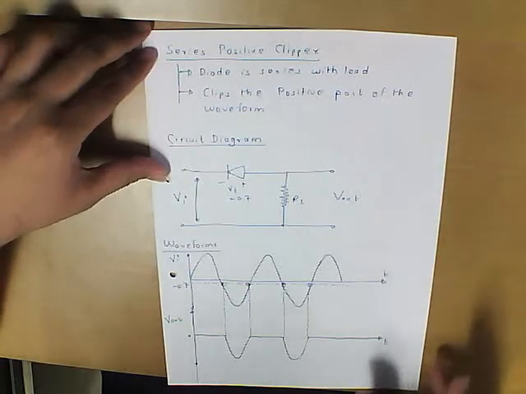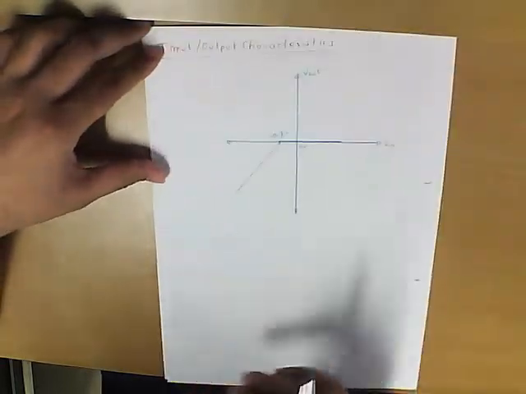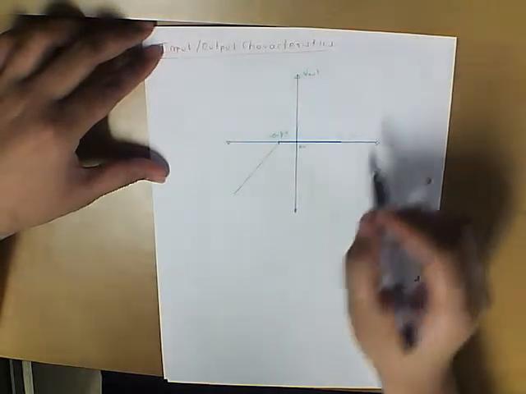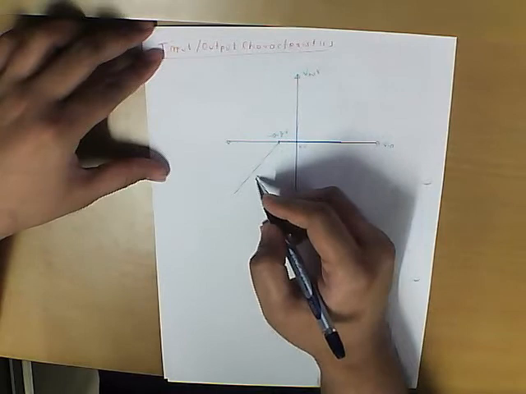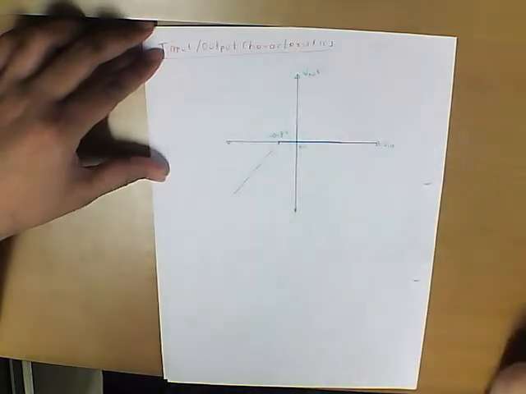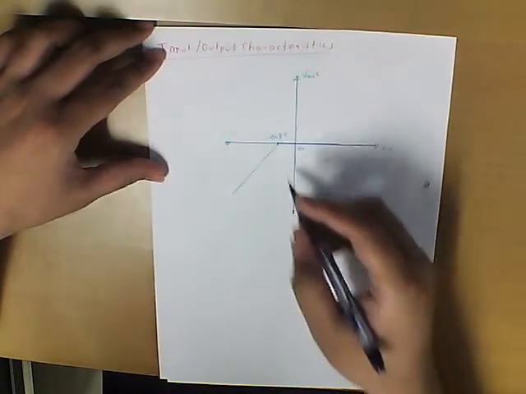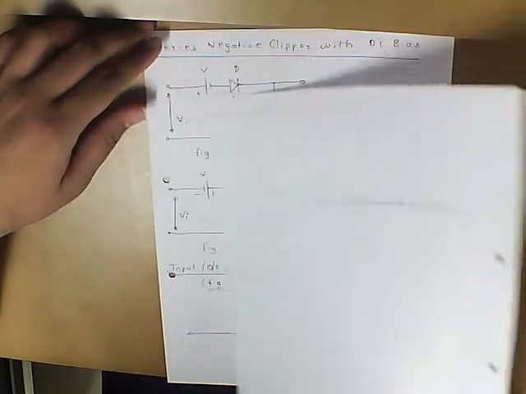Now how can we see this graphically? That is, the input output characteristics are this way. So if this is the output and this is the input, below minus 0.7, the output V out follows the input. So that can be shown graphically in this particular way.